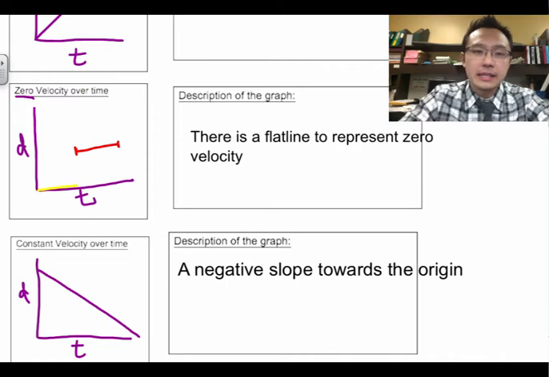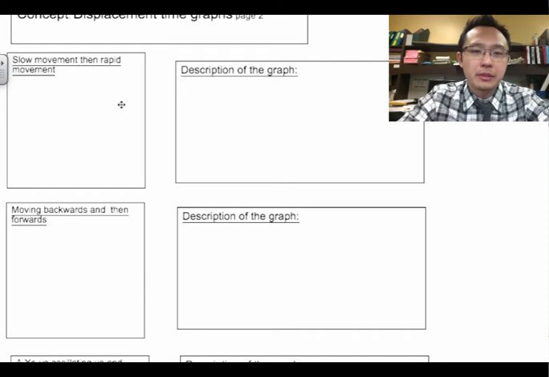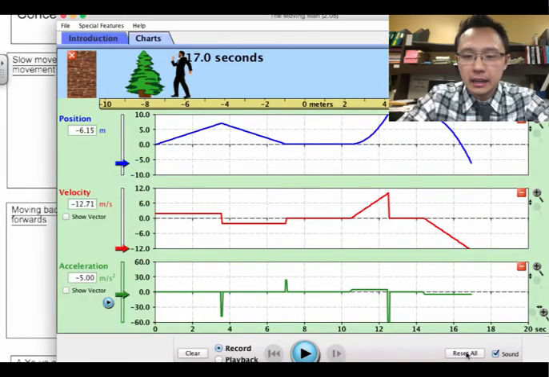So let's look at the next couple ones: slow movement and then rapid movement. If we were to look at the PhET, the slow movement could be this, and then remember, acceleration is that.